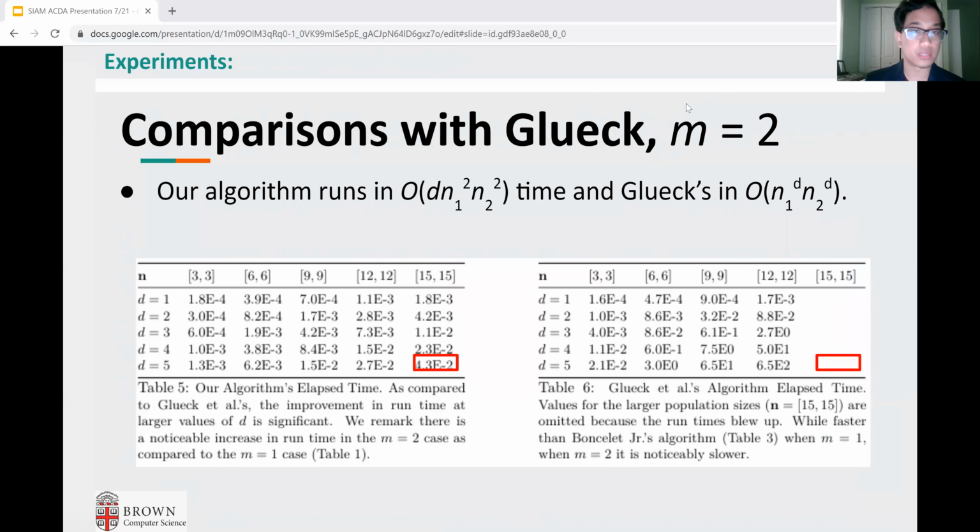Okay, and to compare the runtimes for the case of two populations, so m equals 2, we compared our algorithm to Gluck's and found the same trend as before. The two procedures are comparable for small d, but the difference is clear for larger problem sizes. It is also worth noting that Bonsolet Jr.'s and Bapat-Beg's methods have time complexity independent of the number of distributions, and hence will have the exact same times as in the previous slide, whereas ours and Gluck's algorithms both slow down considerably.